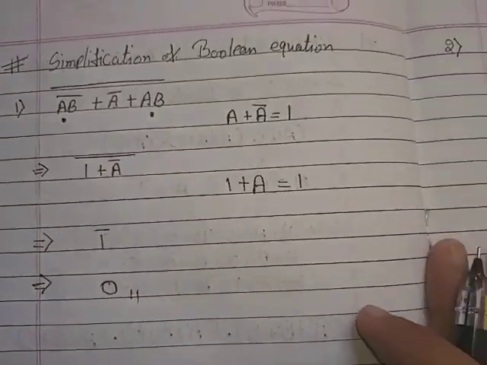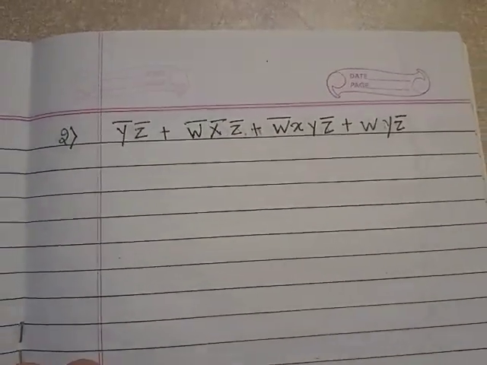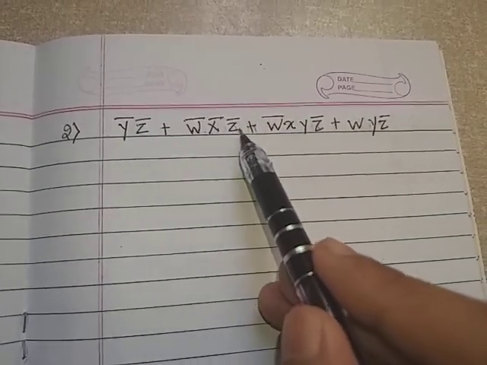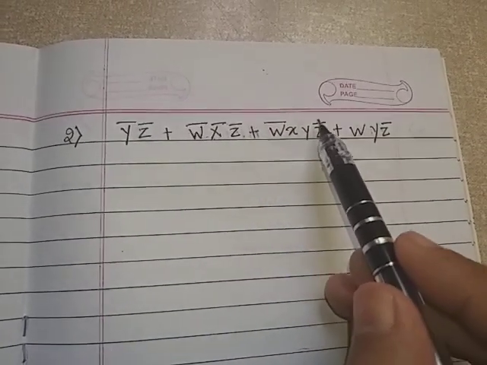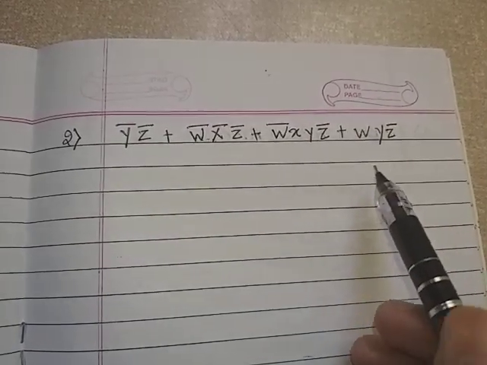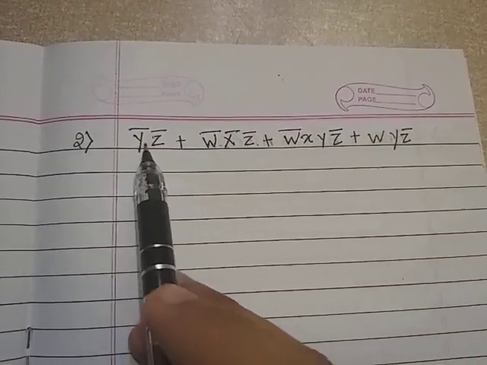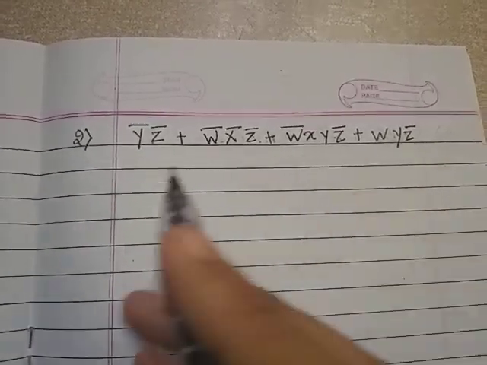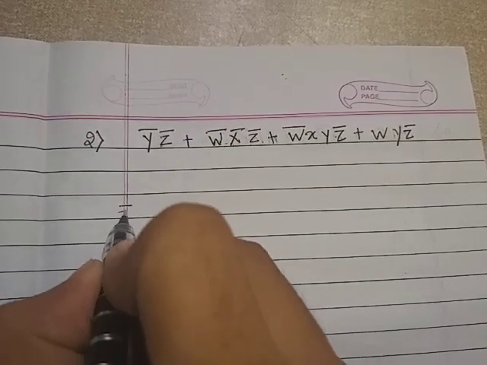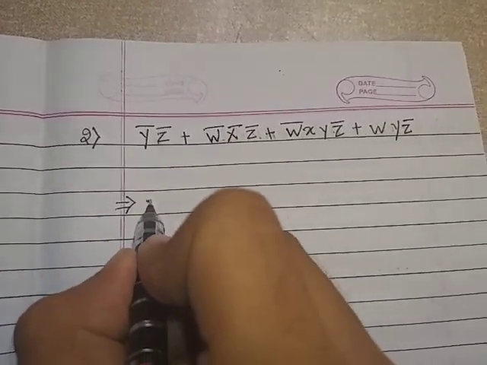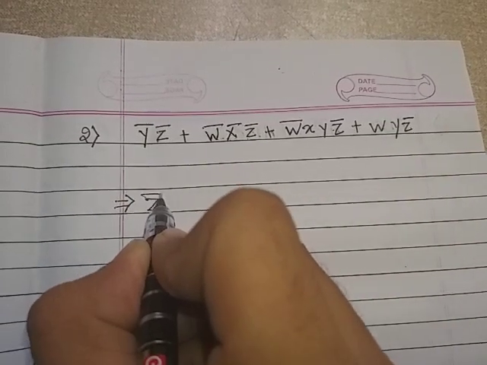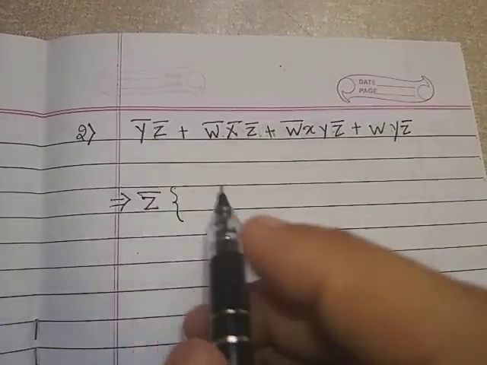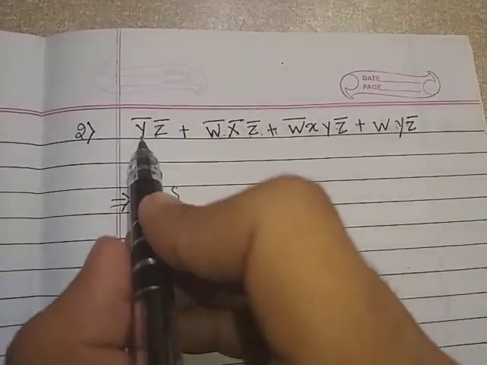Now let's see another example. Suppose we have given this equation: y bar z bar plus w bar x bar z bar plus w bar x y z bar plus w y z bar. Now what we see here is z bar common in all the terms. So first we take the common z bar from each term.